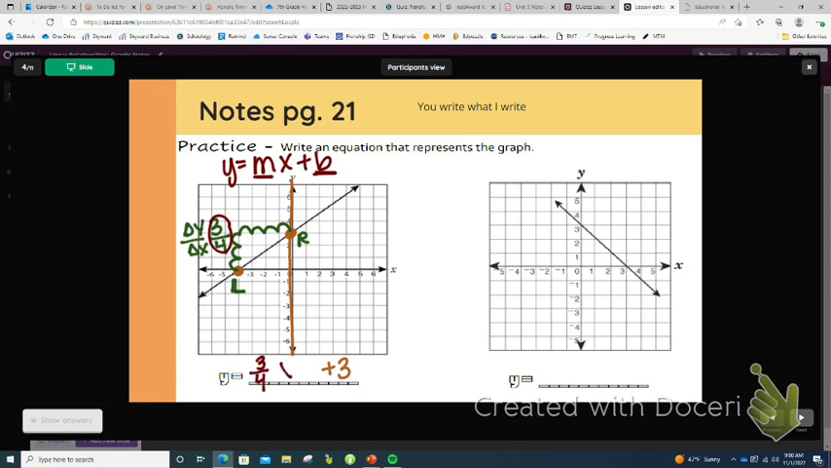Remember, y and x stay y and x. So my equation is y equals 3/4 x plus 3.